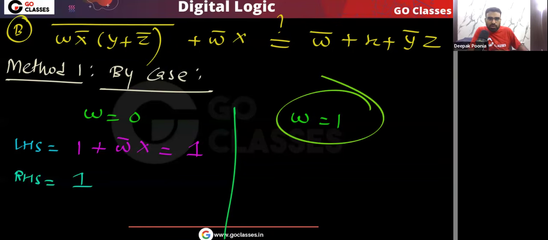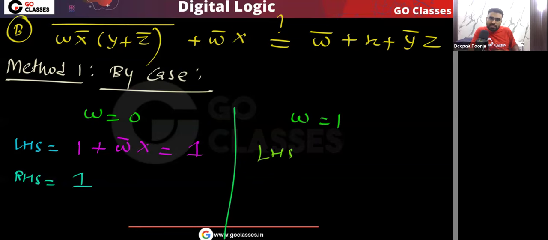Now let's see, if W is equal to 1, then what will be the LHS? Remember, if W is equal to 1, then this will be 0. This whole thing will be 0.